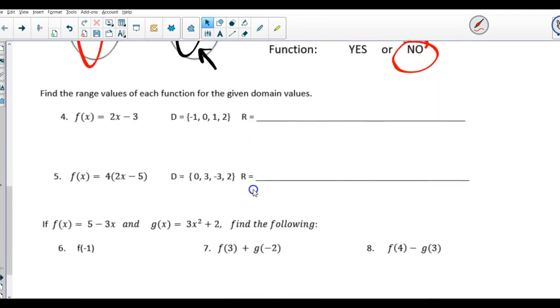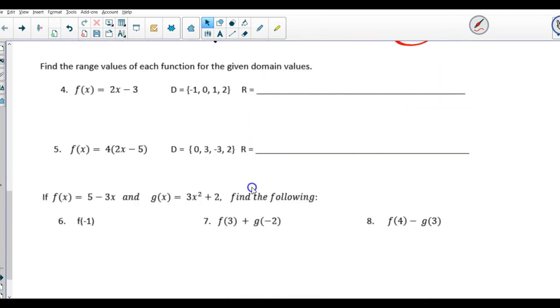Number 4, 5, 6, 7, 8. This is evaluating in function notation. So, f of x equals 2x minus 3. This is a function. This is a formula. The x is where you plug in the number that they tell you to plug in. In this case, there's 4 numbers to plug in: -1, 0, 1, and 2.